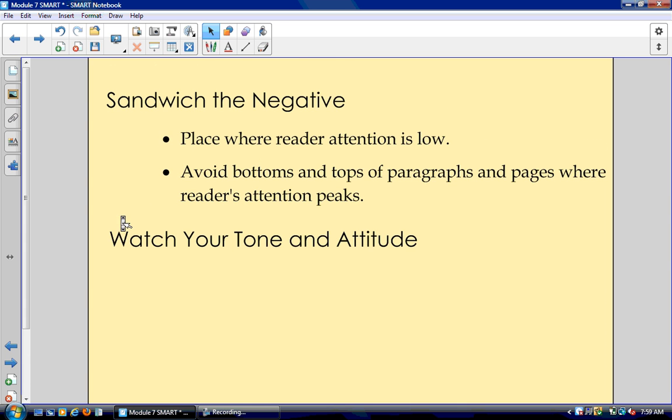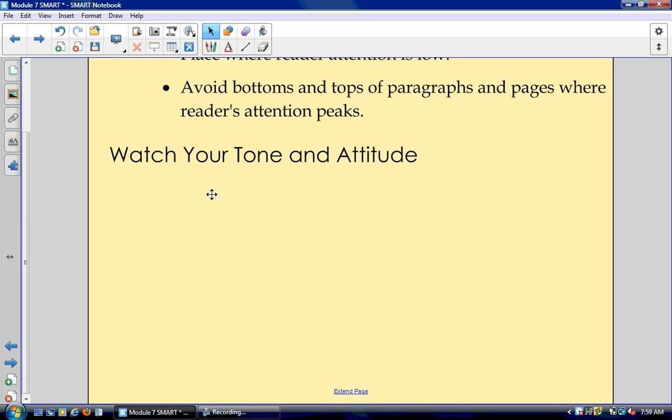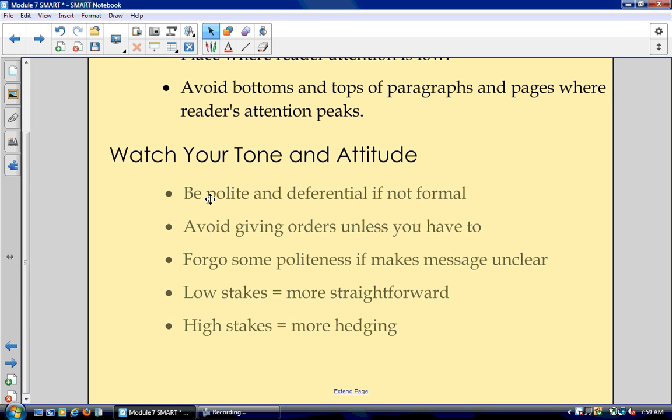We also talked in the Module 11 video about watching tone and attitude, and Module 7 really elaborates on this. This is where it really goes into detail, and I encourage you to really pay attention to this. You want to be polite and deferential, if not altogether formal, when delivering negative information. It's often a critical time. People really want to see that integrity. You really want to build your credibility, so you want to be very aware of your level of politeness and your attitude toward the negative message.